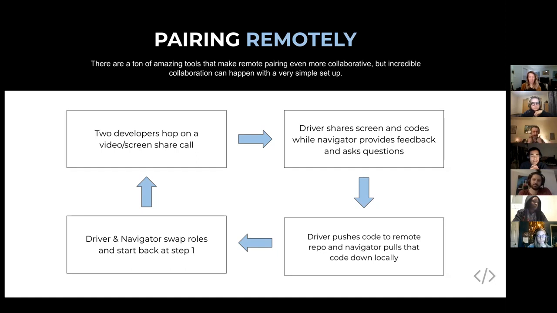You don't want to do it too often. You don't want to have one person write one line of code and then switch. Usually a good way to divide it up is by a chunk of functionality or a specific feature that you want to implement. And then once that's done, switch it back over to the other person, and then they can build the next piece of functionality or whatever it is that you need.